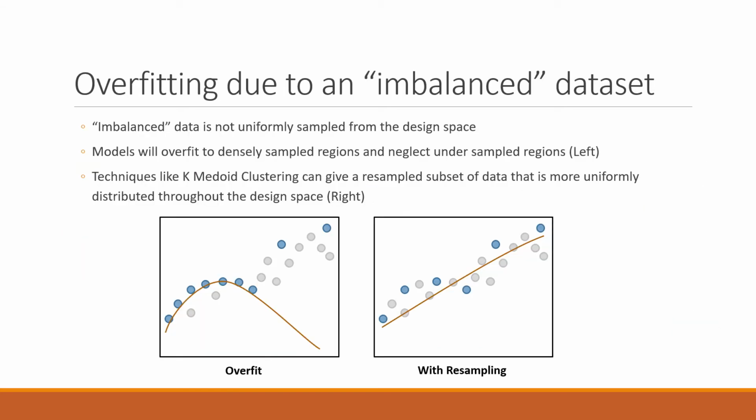The t-SNE plots show that our data is imbalanced. It's not uniformly sampled from the design space. When training a model, we run the risk of the scenario on the left. Here, the model shown in brown overfits to a cluster of training points shown in blue, neglecting the undersampled white points in the top right corner.